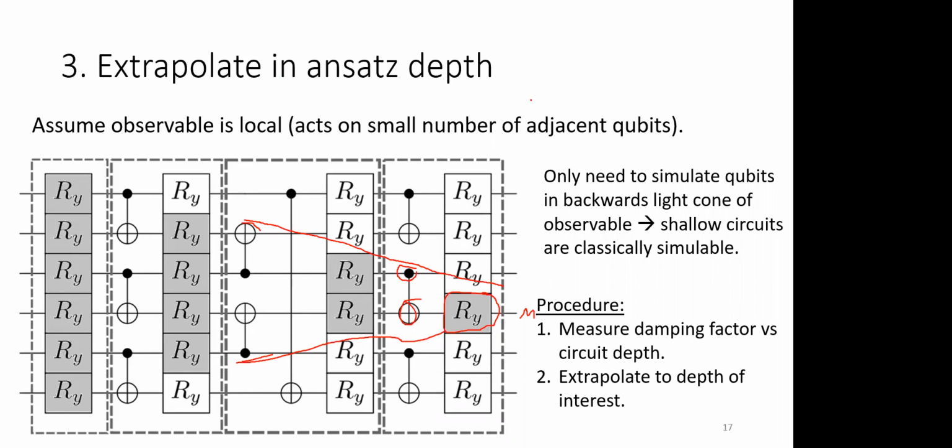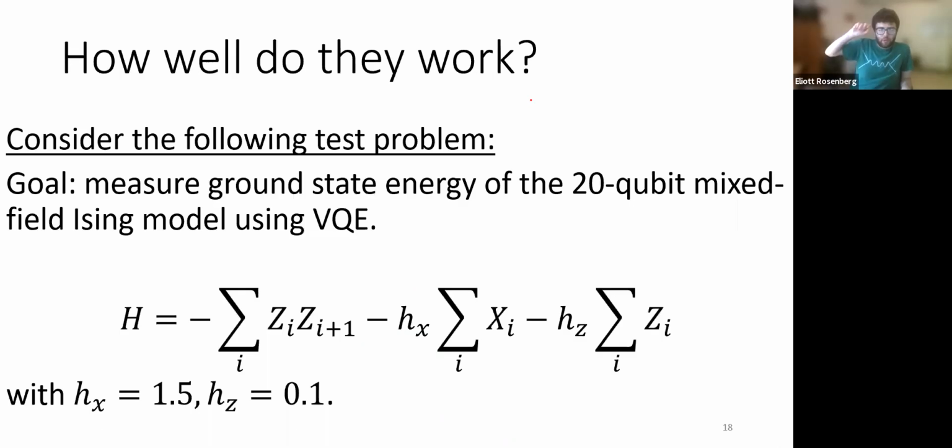Great. So now we want to benchmark these different methods, see how well they work, and compare them with each other. And to do this, we're going to use the following test problem. We're going to look for the ground state of this mixed field Ising model. In particular, we're going to pick hx to be 1.5 and hz to be 0.1.